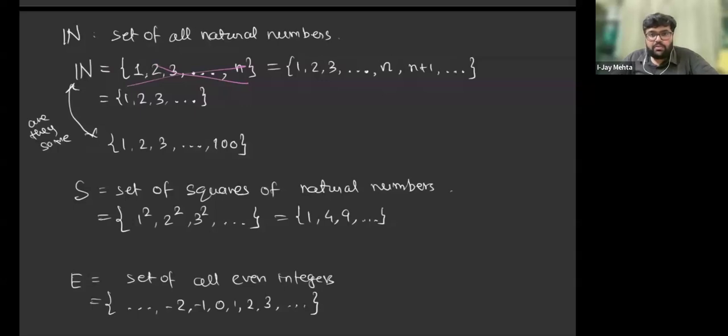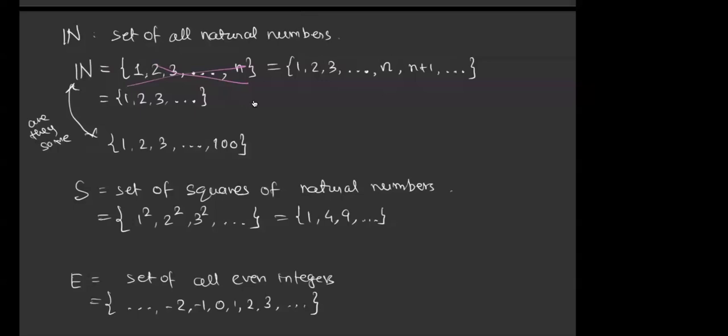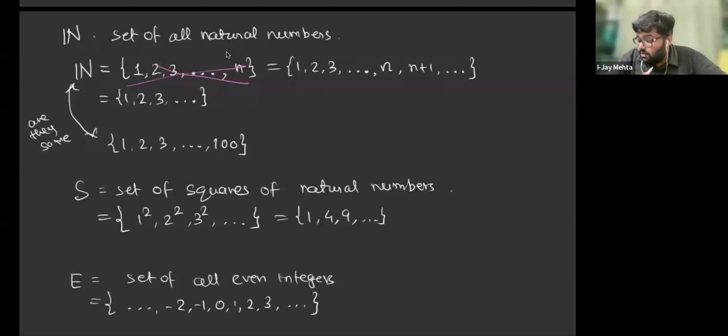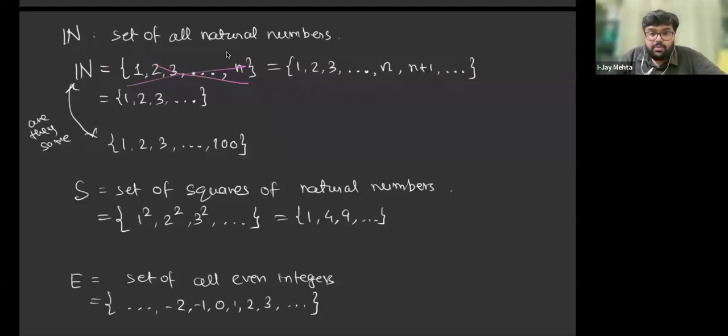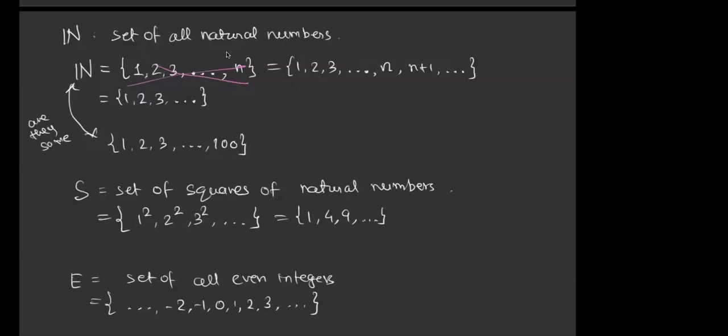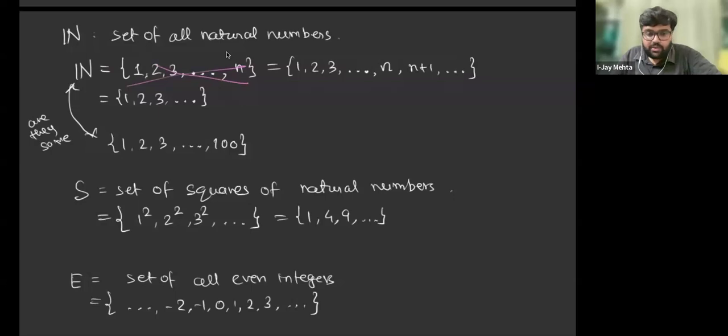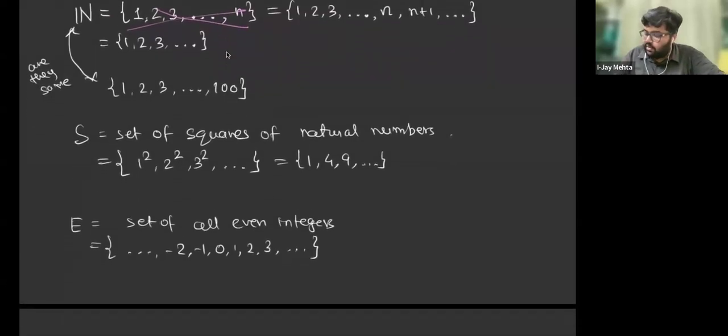Yes, sir. I have a problem in this: E is equal to set of all even integers. You have a problem with what? So, this set of all even integers. What is the problem? Sir, there are odd numbers also included in this set. Yeah, there are odd numbers also included in the set. This is not correct. Thank you.